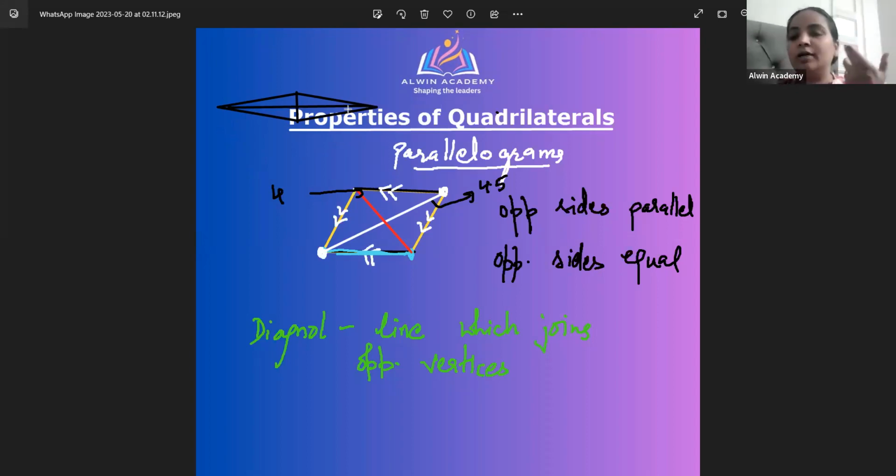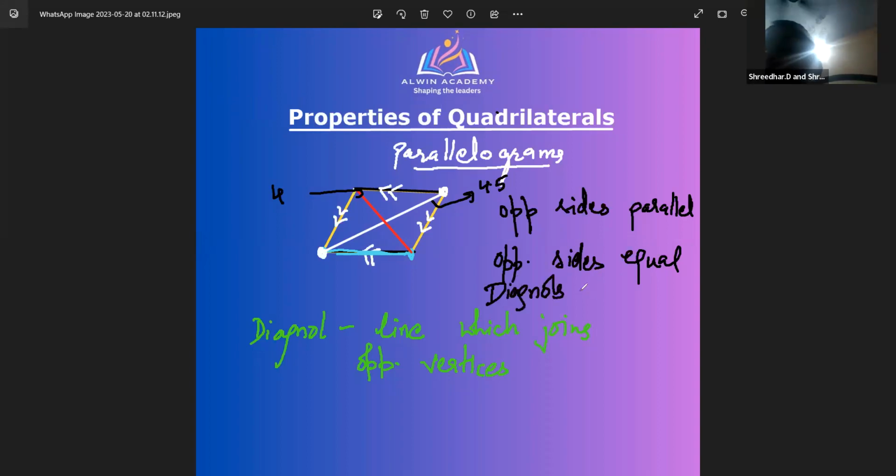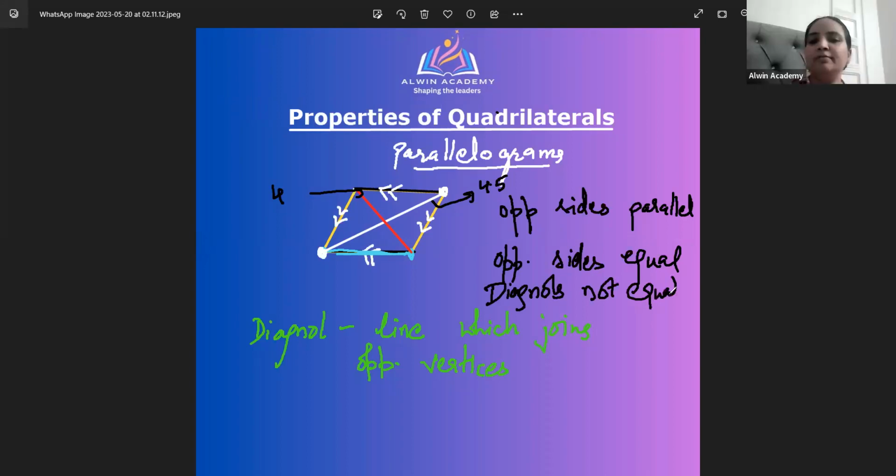Got it, beta ji, or not? Yes, ma'am. And the greater would be the difference between both the angles as well. Right? Now I am coming to angles as well of parallelograms. So for now we have understood that the diagonals of a parallelogram are not equal. Got it, kids?